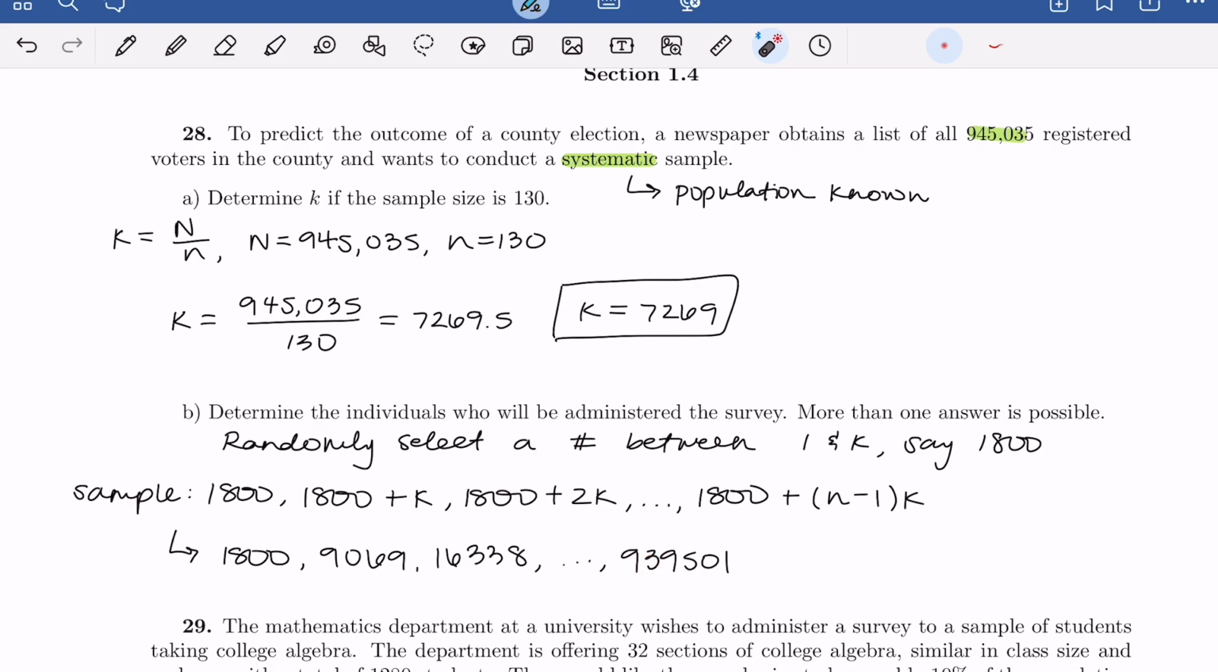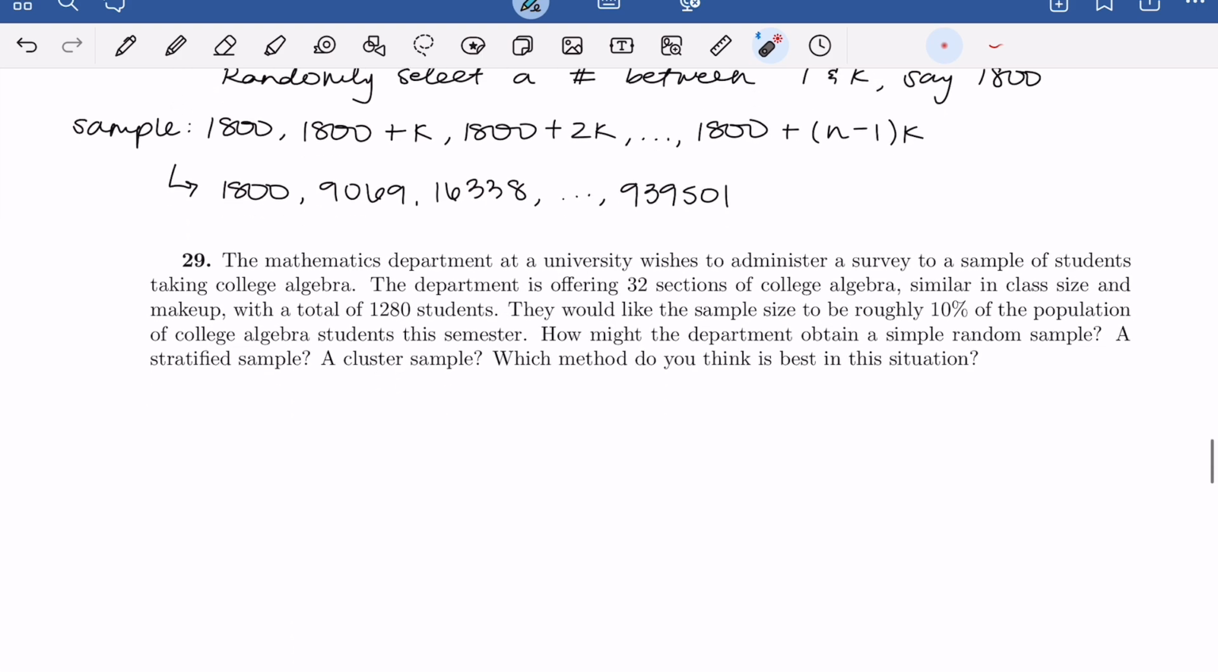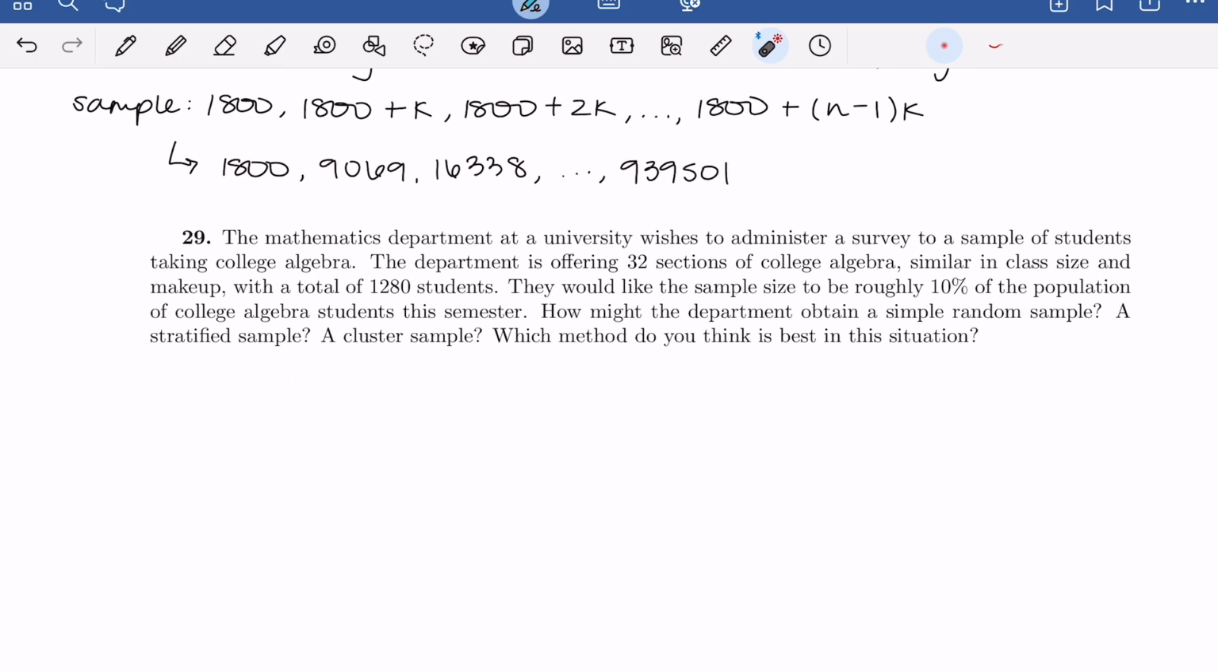All right, let's look at question 29 here. We're told that the mathematics department at a university wishes to administer a survey to a sample of students taking college algebra. The department is offering 32 sections of college algebra, and each section is similar in class size and makeup, with a total of 1,280 students. They would like the sample size to be roughly 10% of the population of college algebra students this semester.